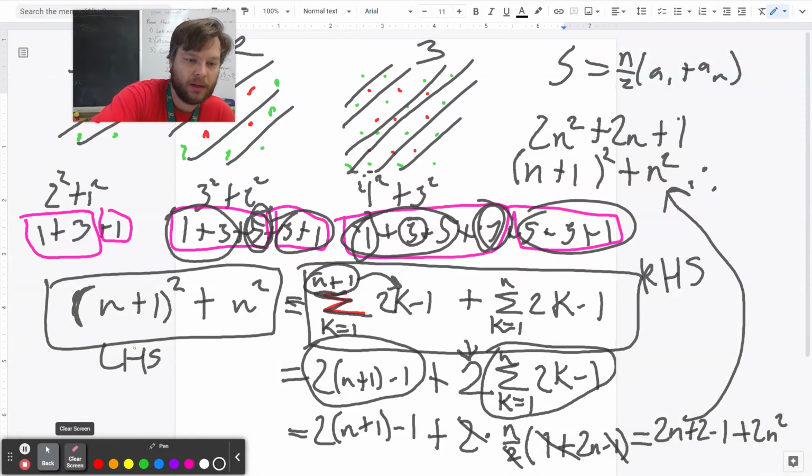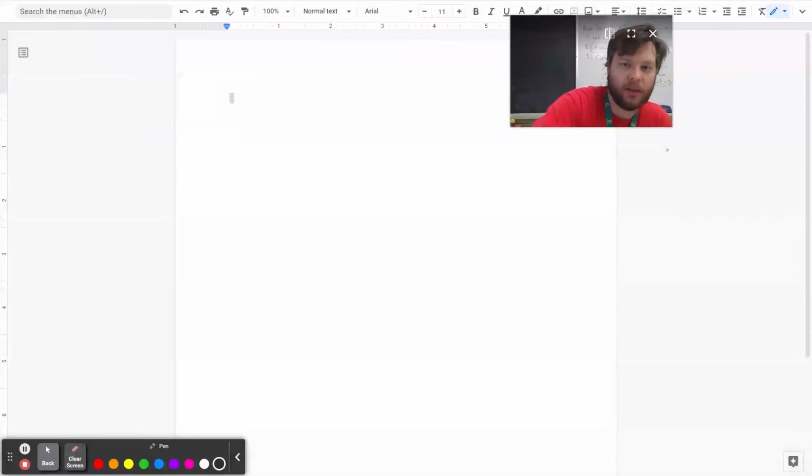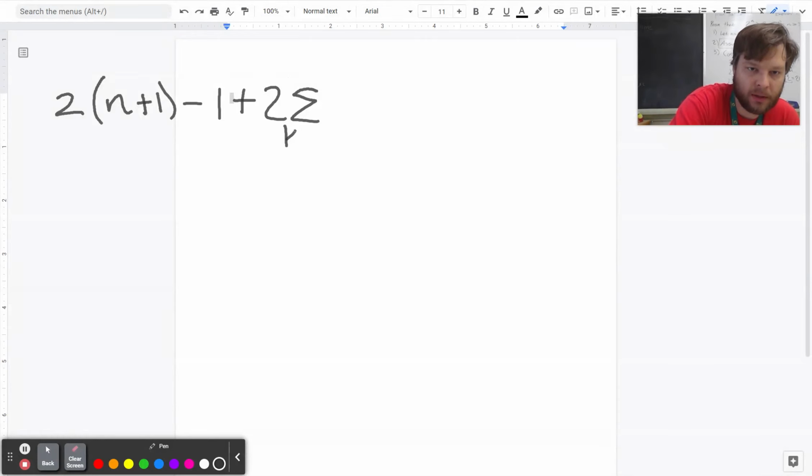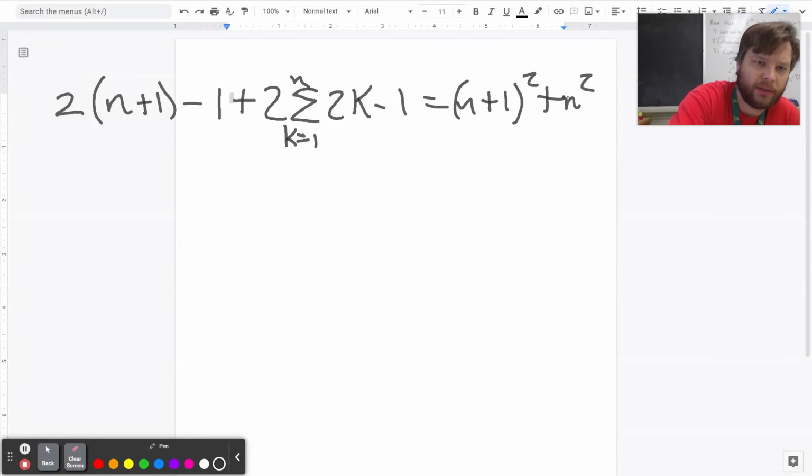induction instead. So what we're going to do is we're going to take our hypothesis, and our conjecture was that 2 times n plus 1 minus 1 plus 2 copies of the sum from k equals 1 to n of 2k minus 1 equals n plus 1 squared plus n squared. Okay, so first step is we make n equal 1. What does that look like?